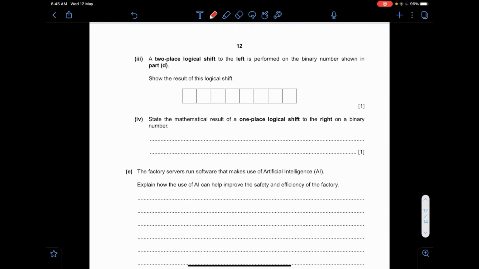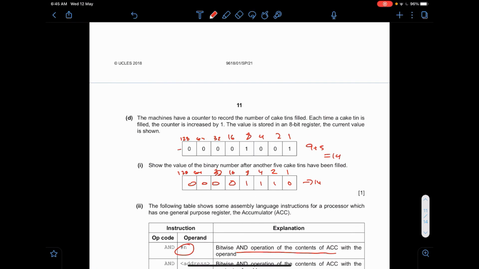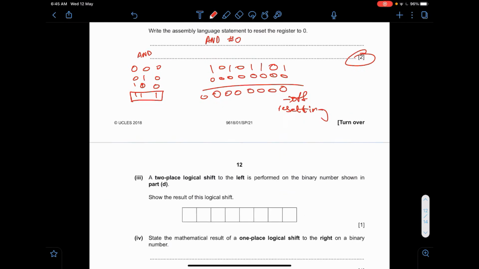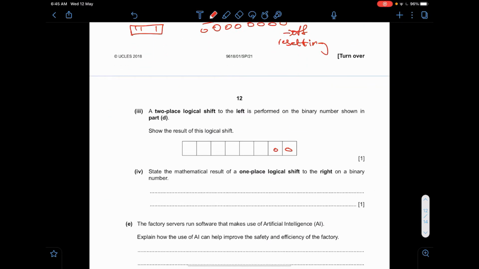Okay, so a two-place logical shift to the left is performed on the binary number shown in part D. We are moving it 2 places to the left. So 8 will come to the 32's position, 4 will come to the 16's position, and 1 will come to the 4th position. So this will become 0 0 1 0 0 1 0 0, if you look at it this way.